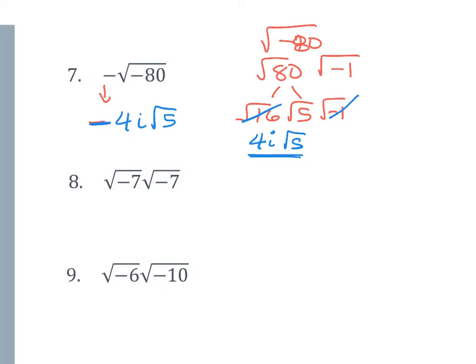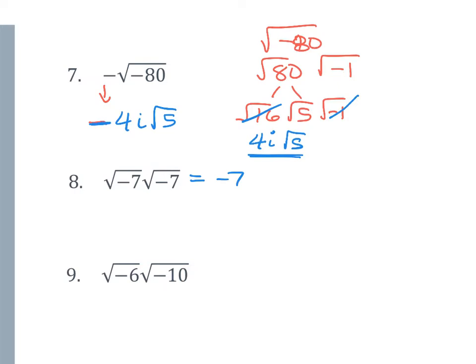Now for the next one, again, we're multiplying a radical by itself, so you should recognize that it's just going to become -7. Now don't get confused and think you're going to do negative times negative is a positive.